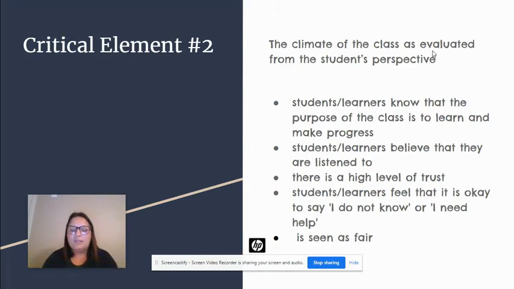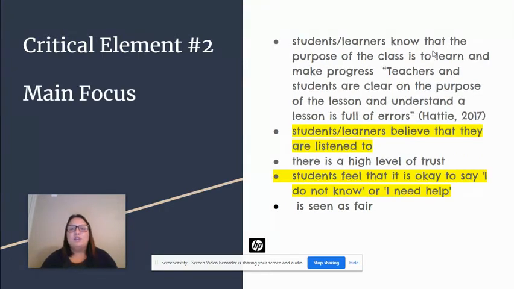The next element I want to talk about is the climate in the classroom from the student's perspective. We talk a lot about, as teachers, what do our students think, giving them voice and giving them choice. And this is definitely something that is super important to get really any instructional work done in the classroom. So students believe that they are listened to in the class.